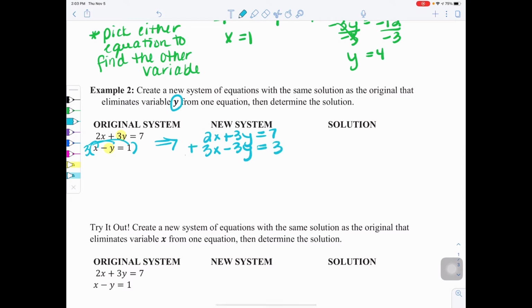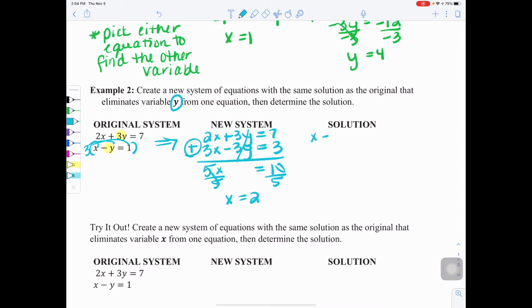So now I can add these together. 2x and 3x makes 5x. My y's are eliminated, which is exactly what the directions wanted me to do. And I get 7 and 3 makes 10. So now I can divide both sides by 5 to get an answer of 2. Now remember, that's only part of my answer. We're going to pick either equation.